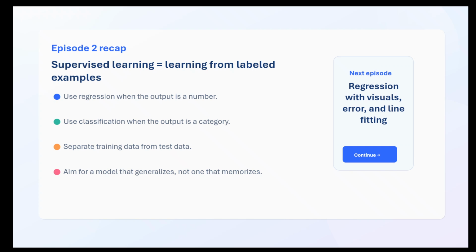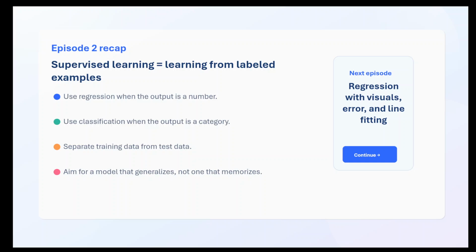Learning from labeled examples. We are having a recap, and we'll be concluding here with this episode 2, which is a deep dive into supervised learning. It uses regression when the output is a number. It uses classification when the output is a category. We have learned it already. It separates training data from the test data. That is very critical, very important.